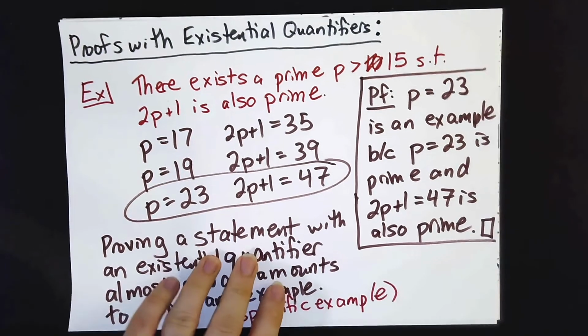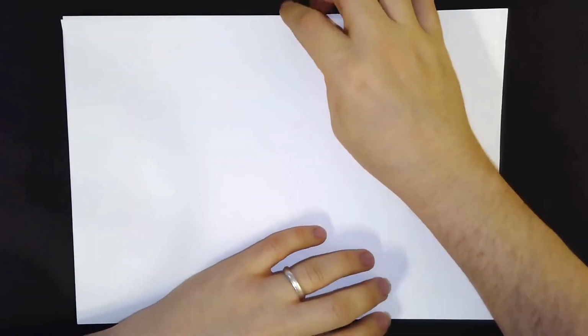Now, I should explicitly say, I've explained how to prove a statement with an existential quantifier. I have not explained how to prove a statement with a universal quantifier. That will have to wait for next week. But for now, there is one more thing we have to do, and that is to talk about how to negate statements with quantifiers.